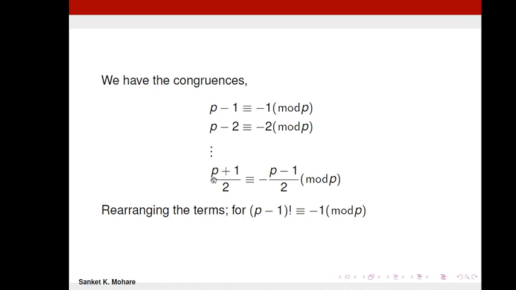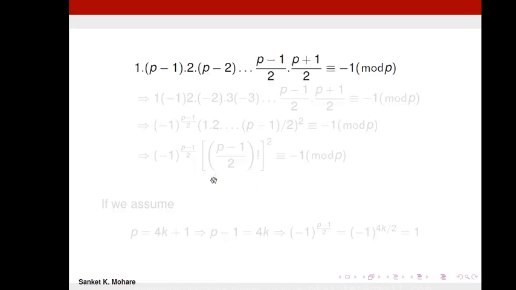First we rearrange this term. So what we obtain: 1·(p−1), 2·(p−2), and so on, up to ((p−1)/2)·((p+1)/2) ≡ −1 (mod p). After rearranging the terms, we reach this step: 1·(p−1), 2·(p−2), and so on, up to ((p−1)/2)·((p+1)/2) ≡ −1 (mod p).